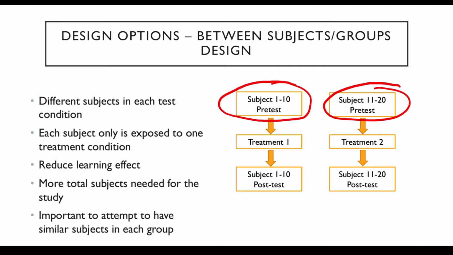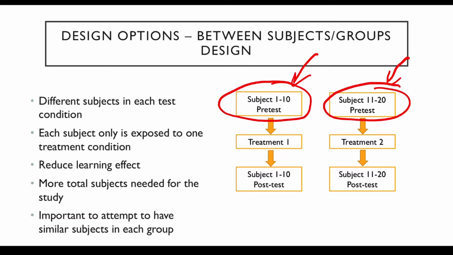Each subject in your study is only exposed to one treatment condition. It reduces the chances of a learning effect, which I'll talk about in a second, but it does mean you need more total subjects for the study, because we need to have enough subjects in each group to be able to make statistical conclusions.